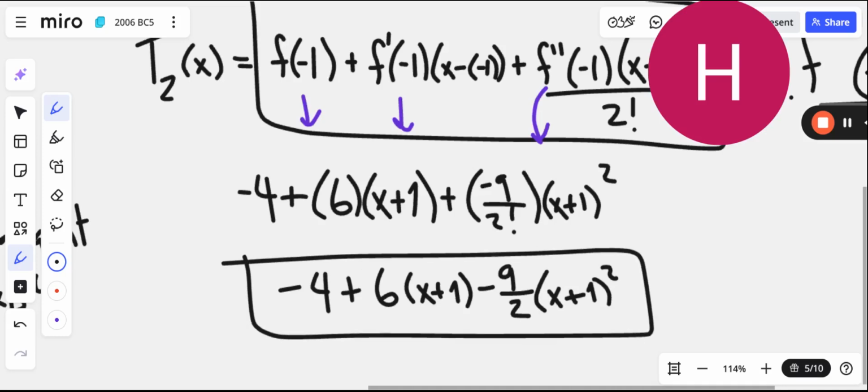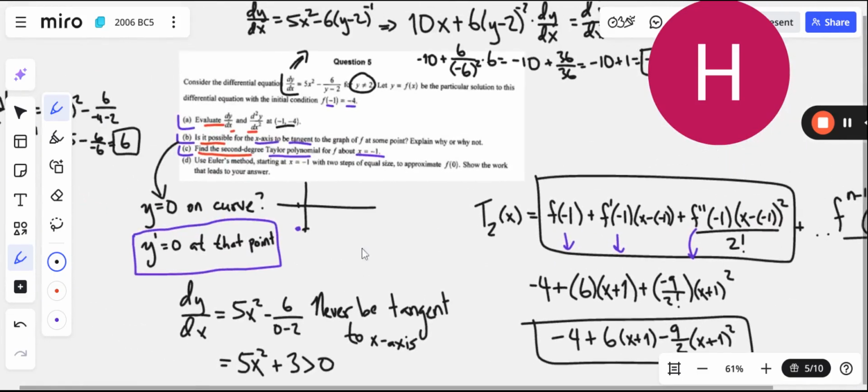It really wasn't that bad because we already did the derivative and the second derivative at the point x equals -1. So really not too bad there.